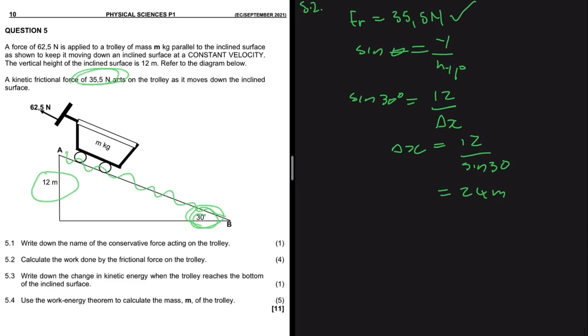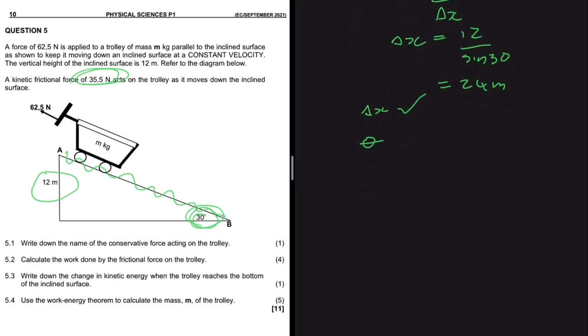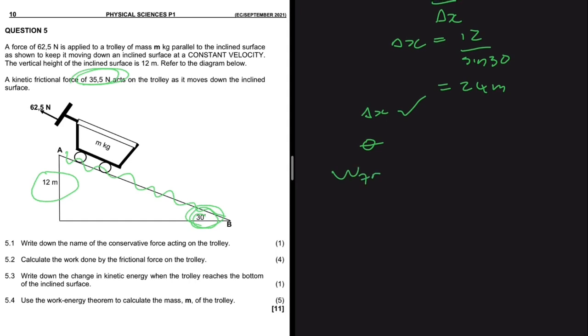So we have the frictional force, we have delta x, and then we have the angle between the frictional force and the direction of the motion. So now we can say that the work done by the frictional force will be equals to that force of friction multiplied by the displacement of the object multiplied by the cosine of the angle, right? So what is the frictional force? We've already said that the frictional force is 35.5, right? We calculated the displacement, that's 24, and then the angle.